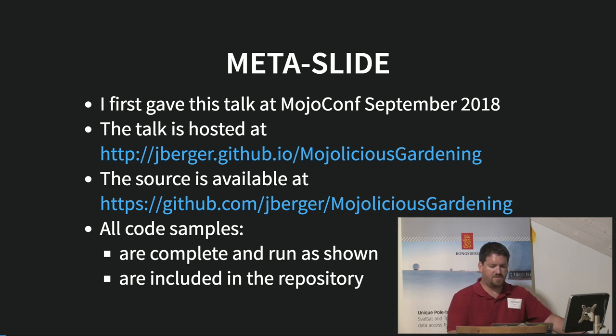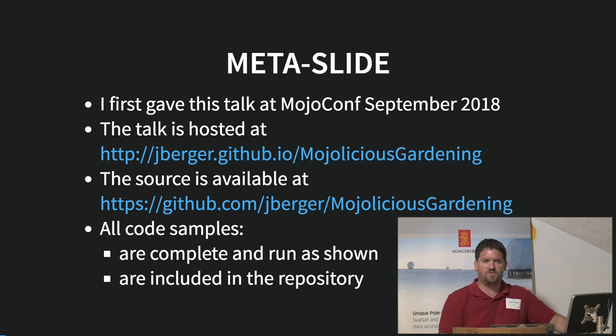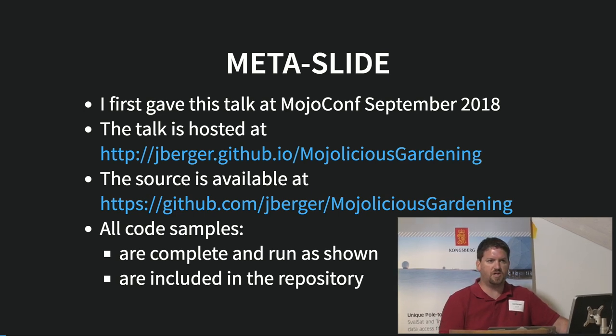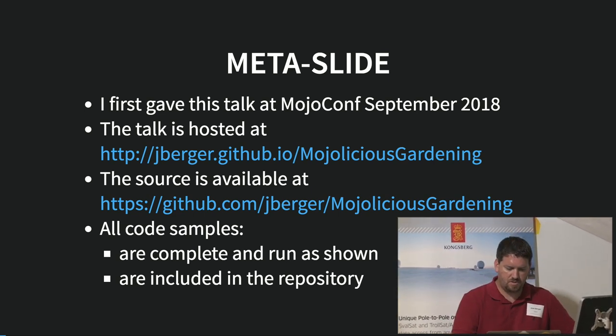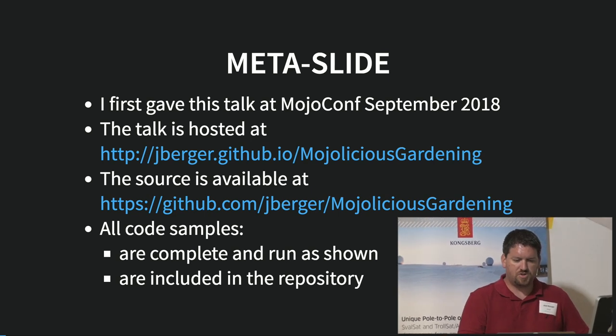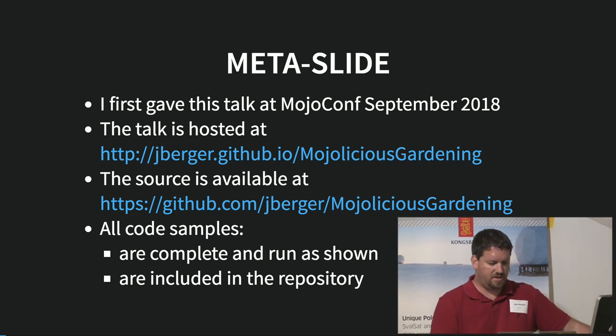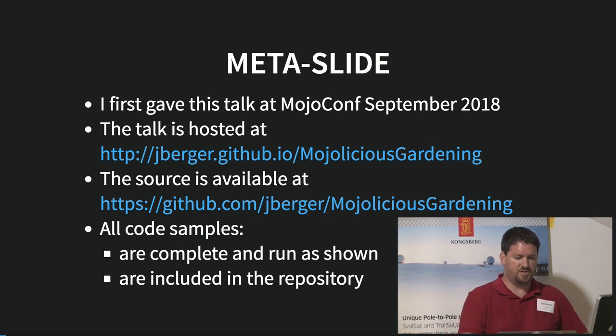The talk itself is hosted at jberger.github.io/mojoliciousgardening. There's a fair amount of code in it, and I've tried to make it as readable as possible, but if you're worried you won't be able to see it, you're welcome to follow along in the talk. The source of the talk is also available, and all of the code samples that you'll see here are complete and run as shown and are available inside of the repository.